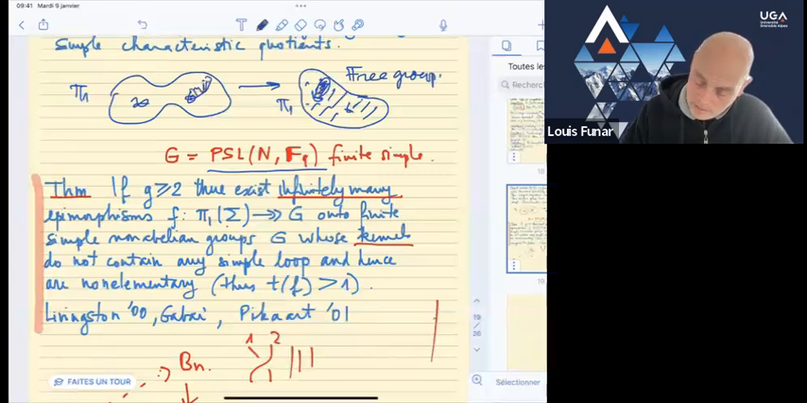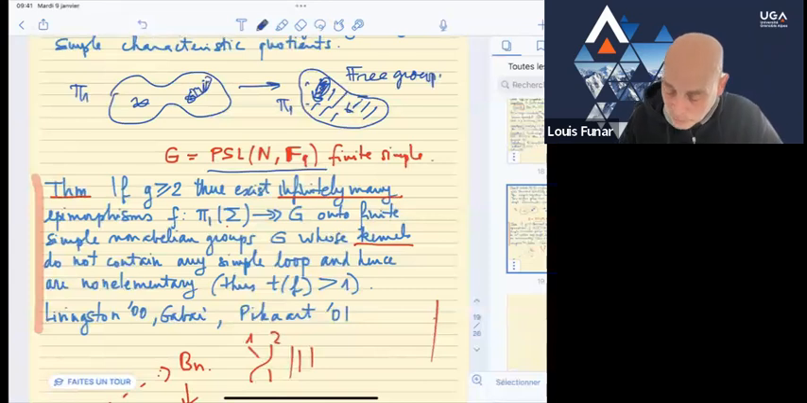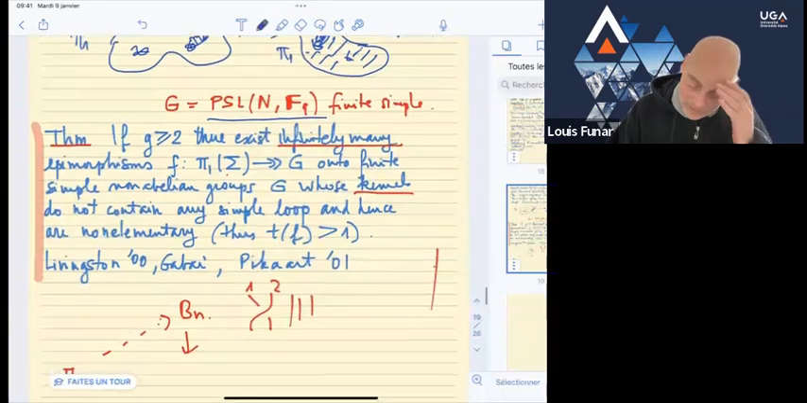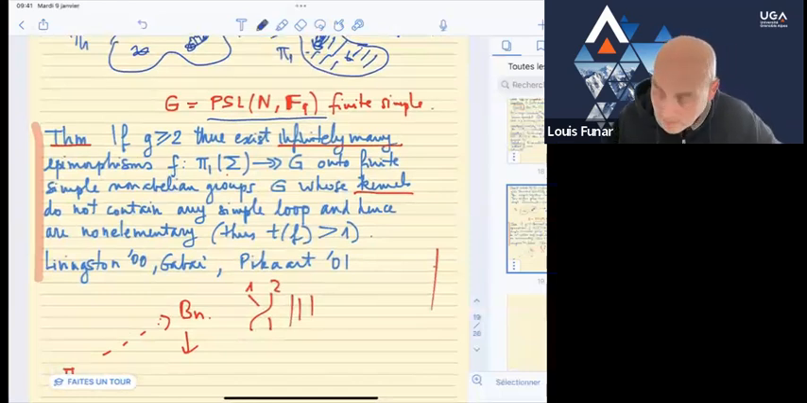So if there is no simple loop in the kernel, that means that it cannot factor through a free group. So you really need to stabilize at least once, and this for an infinite family of groups, which are also simple, characteristic, non-abelian, etc. And particular cases of this were already proved by Gabai, Livingston, and Picard.